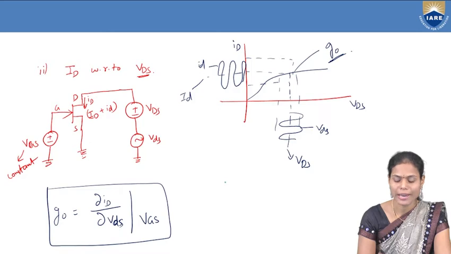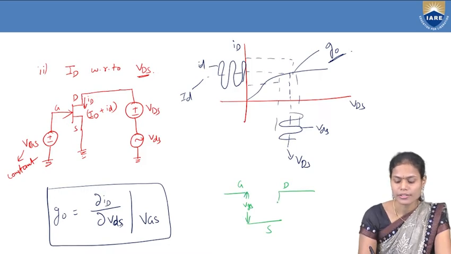If we include the g0 parameter in the small signal equivalent circuit, we will get it as follows. For that, again consider the gate, drain and source terminals. Between gate and source we are providing VGS voltage, and here we will get g0 VDS. Instead of gm VGS, here we are getting g0 VDS. Why? Because we are varying the drain to source voltage and we kept gate to source voltage constant.